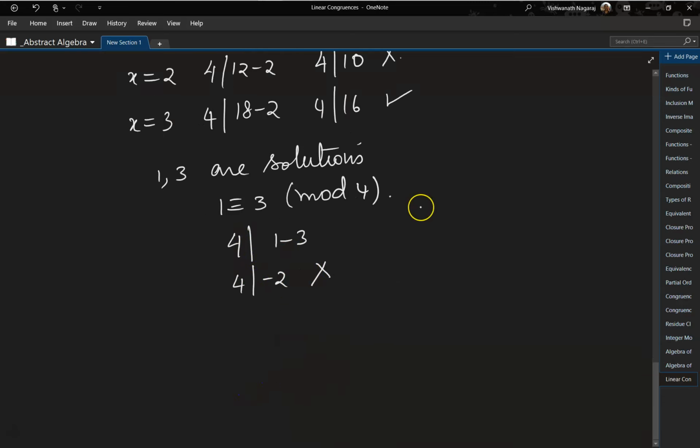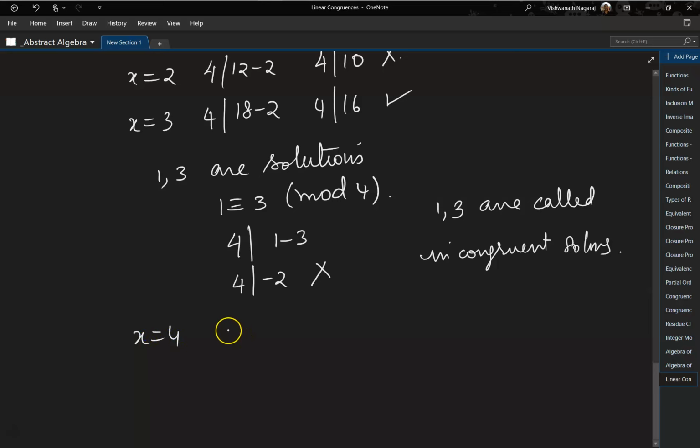No. So 1 and 3 are called incongruent solutions. Now let's look at x equal to 4. 4 divides 6 times 4, 24, minus 2. That means 4 divides 22. No, it is not a solution.